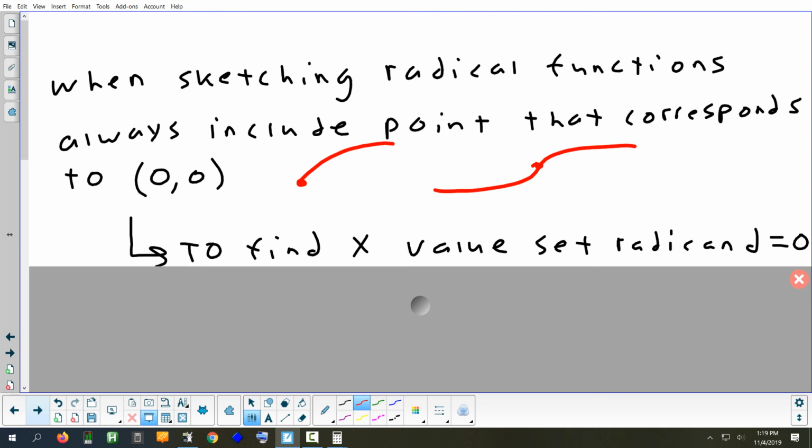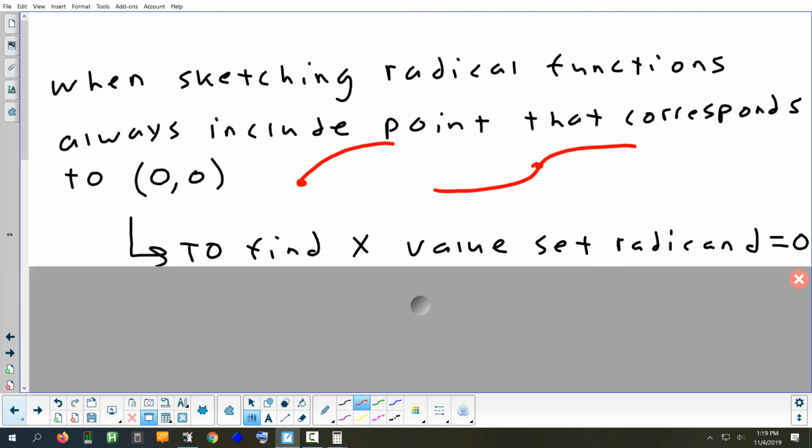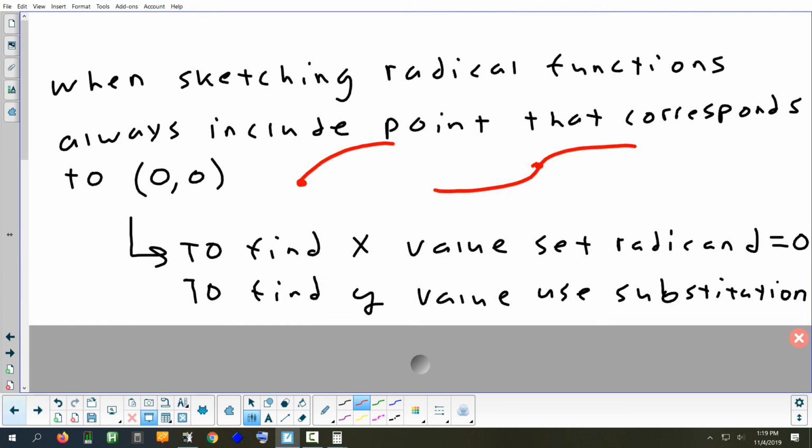So to find that coordinate, we've got to do 2 things. First thing is find the x value. Very easy to find the x value. Take the radicand, set it equal to 0. That's going to be your x value. So when we have a problem, set that equal to 0. That's your x value of the start or the center, depending if it's even or odd.